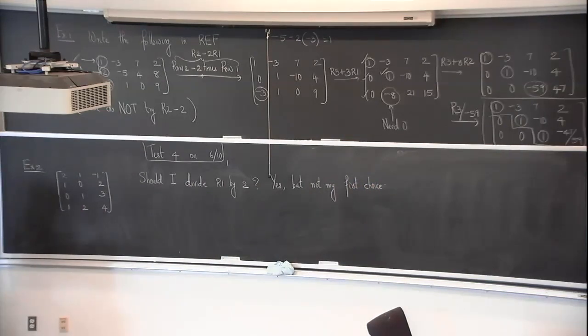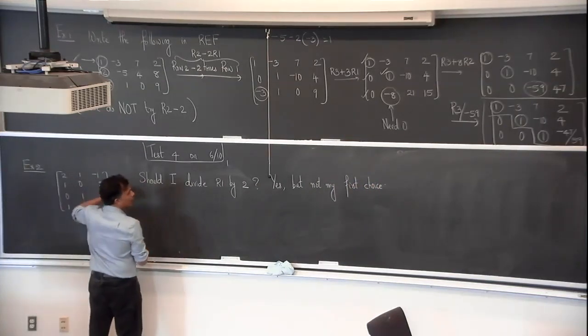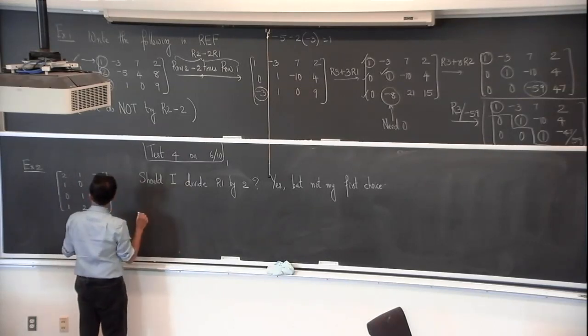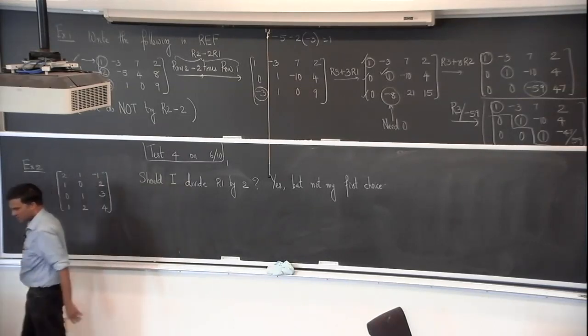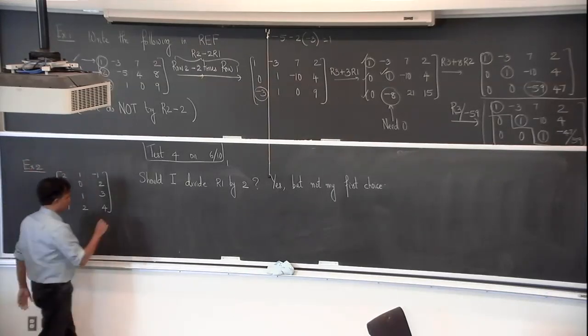Sorry, I turned off the microphone when I was waiting for you to do it. Sorry. All right, so what will be your suggestion now? If you don't want to divide the first row by 2, what else can you do? Yeah, you could swap row 2 and row 1 or row 4 and row 1. All possible cases.